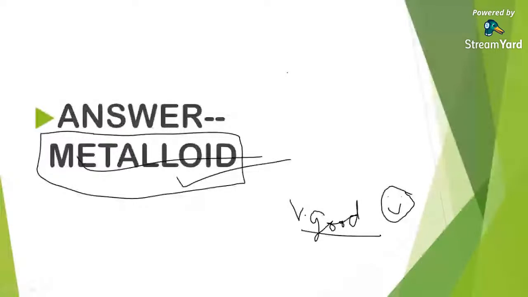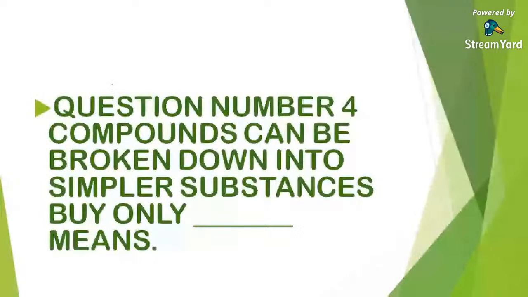Now, the next question is question number 4. Compounds can be broken down into simpler substances by only dash means.